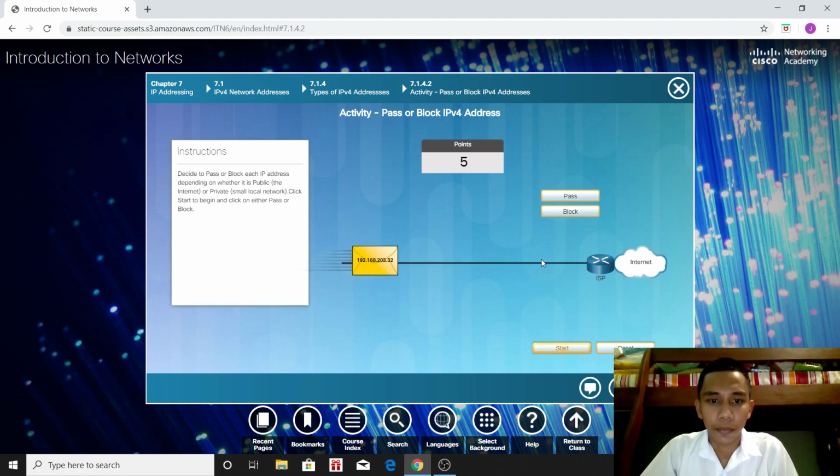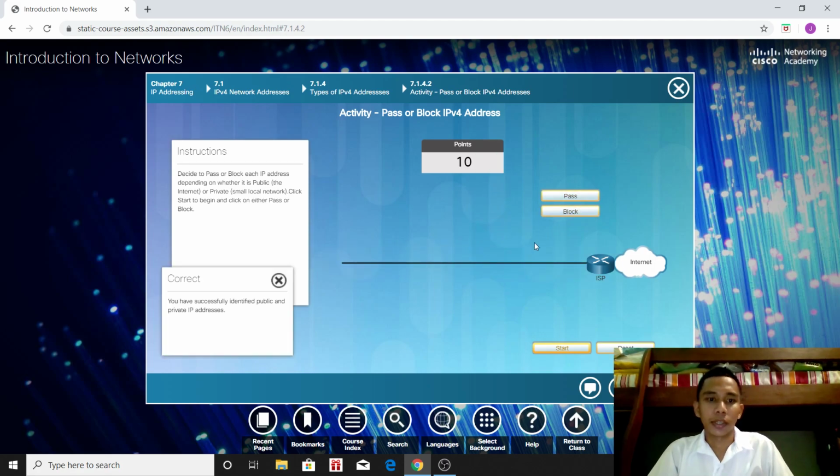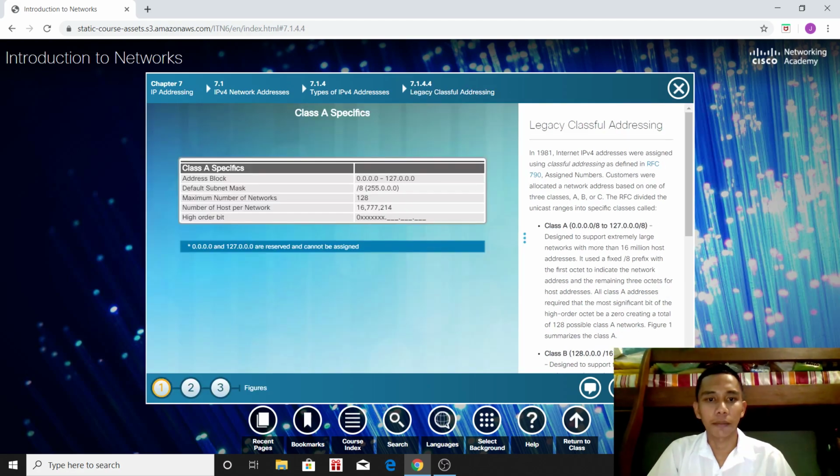Let's try 192 block. 1 pass. 127. 192 is block. So 143 is pass. Then 192 is block. So it's done. So let's proceed to the next activity.